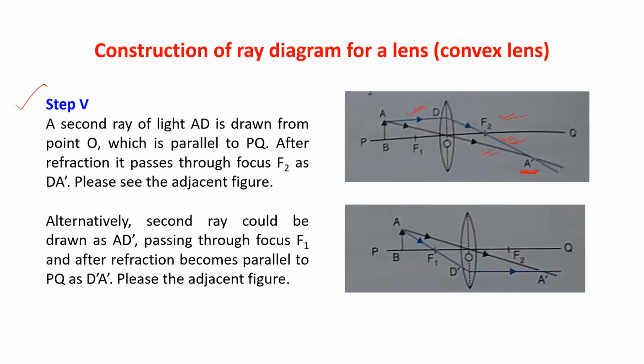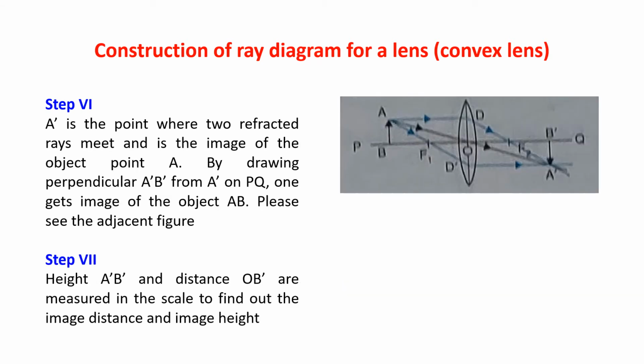Alternatively, you can take the other ray also, that is a ray which is passing through the focus F1. This ray you can take instead of the ray AD, which is parallel to the principal axis. We can take this ray also, that AD dash, which is incident through the first focus F1. It will go parallel to the principal axis on the line D dash A dash. See the second figure. And now again you can see that these 2 lines are meeting at a point A dash.